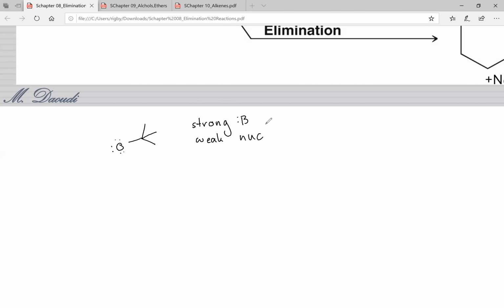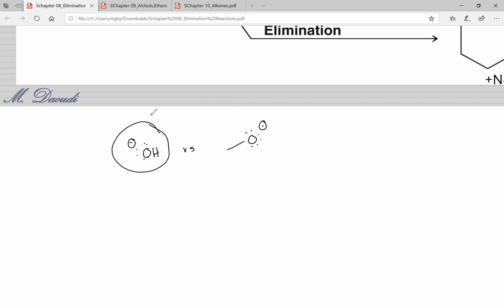So if we have something like OH negative versus a methoxy, so that's just a CH3 attached to an O negative, we can tell here that OH is going to be the better nucleophile because it has less steric hindrance due to hydrogen being much smaller than a CH3 group. And so that trend will follow as we add more substituents.